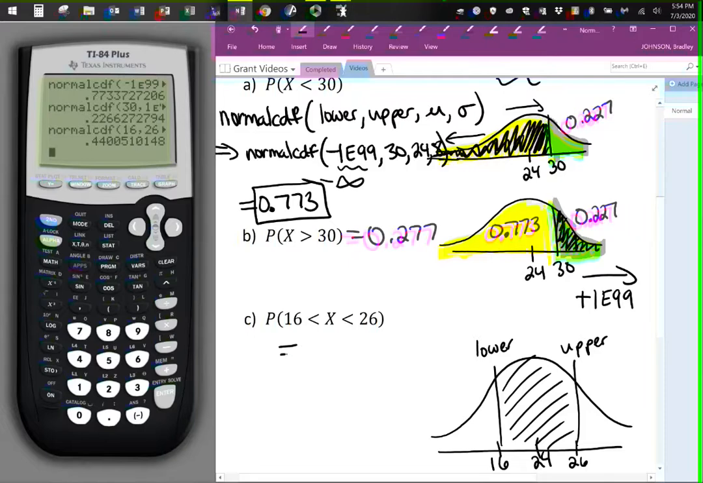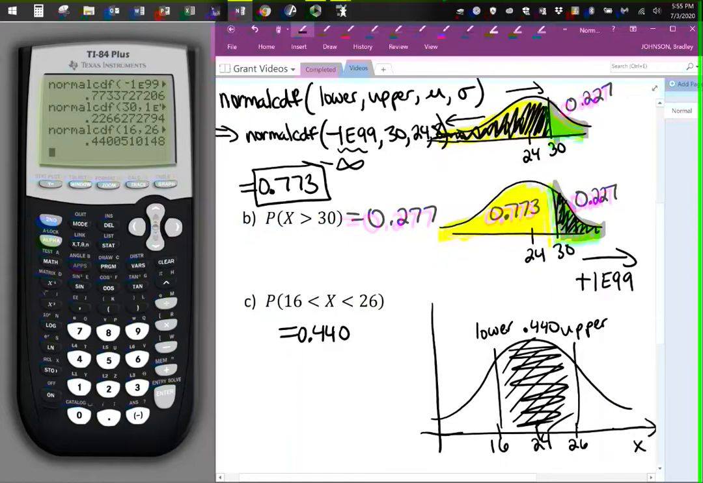So I can say, if you round to 3 decimal places like I've been doing, 0.440. That represents that little shaded region right there. Now I'll make a comment. What if you drew this with the x-axis and then f of x here? What if you drew this whole thing?